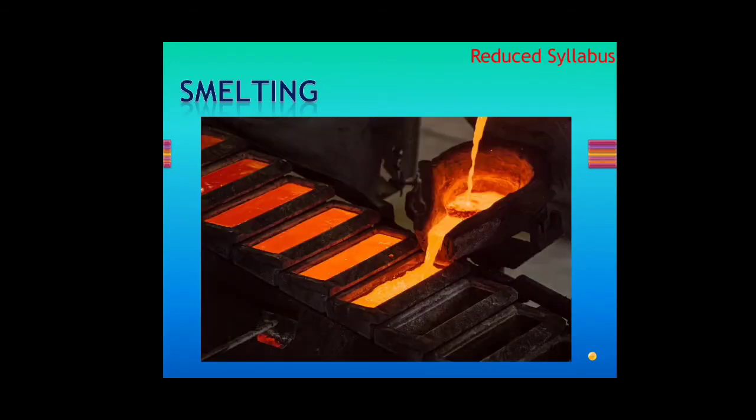Then we have a process of smelting, where it is heated and treated and separated so that oxygen is the only other element present along with the metal. Here we have one more process called smelting.